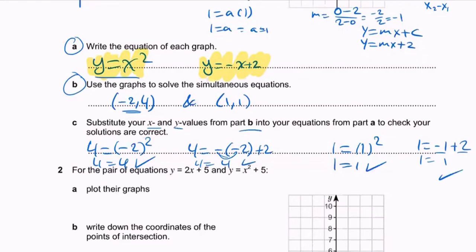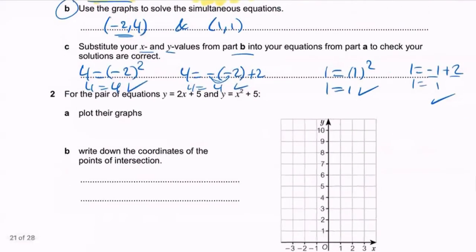Okay? Number 2 says: for the pair of equations y equals 2x plus 5 and y equals x squared plus 5, plot their graphs. First, the line is the easiest. At x equals 0, 5, I have the point here and I want another point. I'll put x as 1. So 2 times 1 is 2, plus 5 is 7. So at 1 it's 7. So this is the point. So let us draw the line.